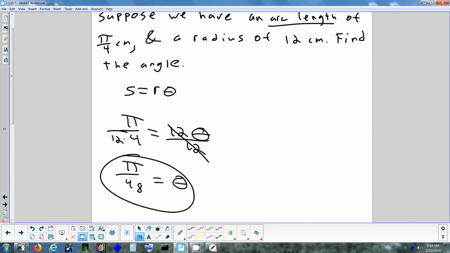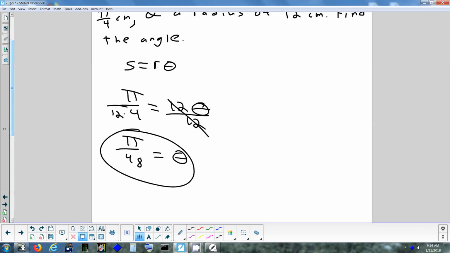If this is just a short answer question, and the directions don't say to use degrees or radians, I would just leave it like that. You don't have to change it to degrees. The directions didn't say it. Any questions on that?